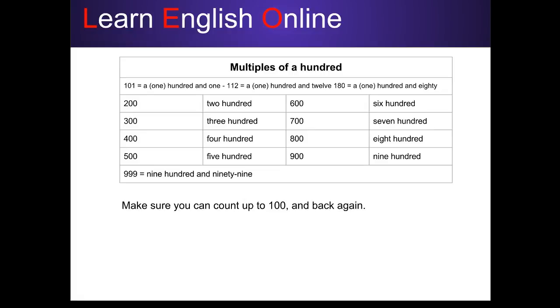Practice, practice, practice. So that when you see a number like this, you know it's 999. When you see this number, you know it's 600 without thinking about it. And notice there's no hyphen. Okay? The hyphens are only between 21 and 99. Okay? For the tens of numbers plus 1.